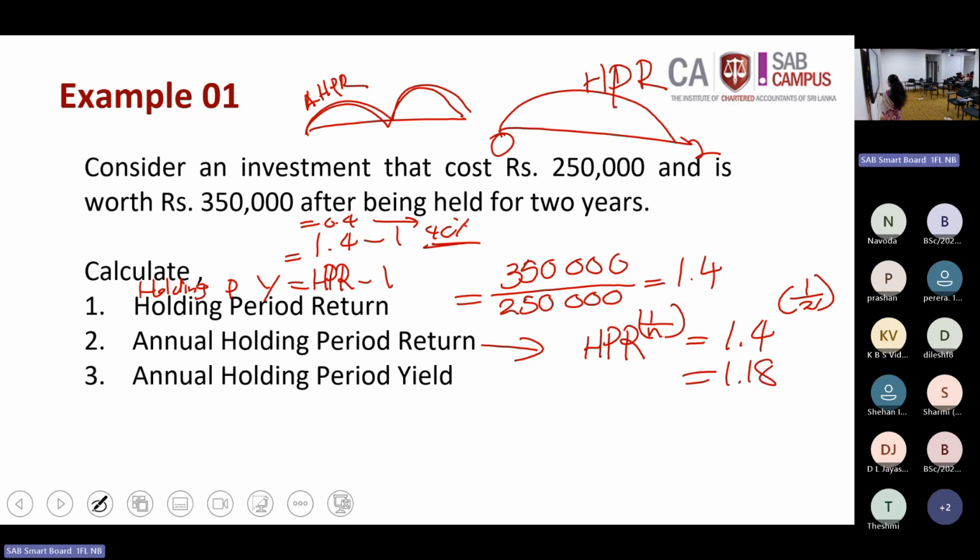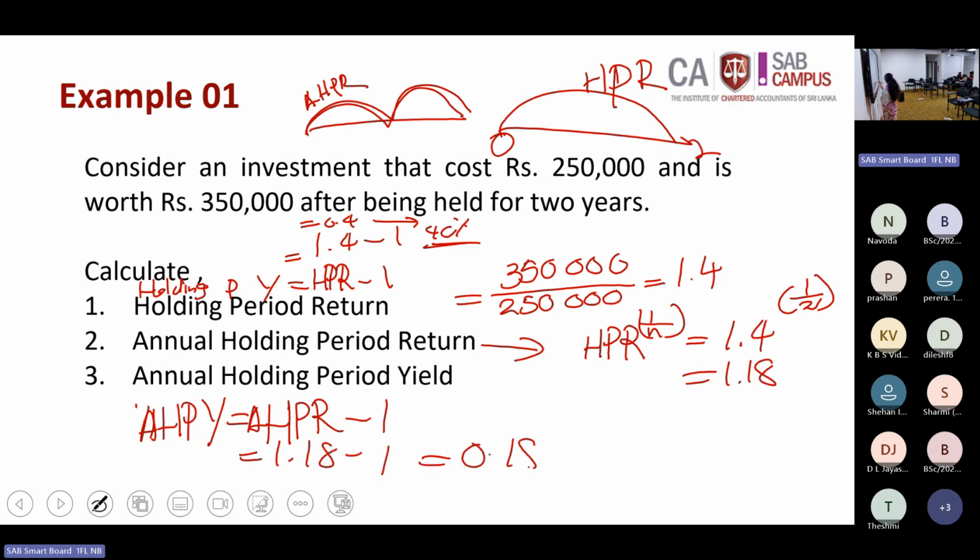Right. So then how can you convert the return to the yield? Annual holding period yield equals annual holding period return minus 1. 1.18 minus 1, that means 0.18, or else 18%. One divided by 2.